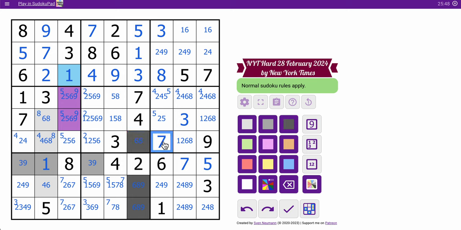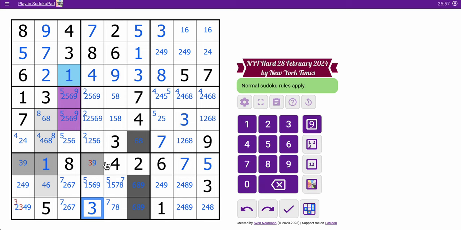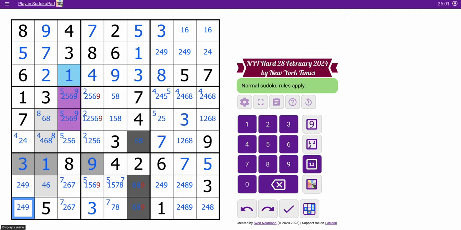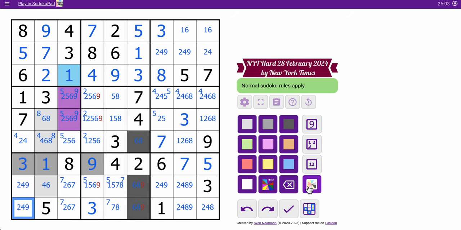Again, I can't do much with that. But those aren't three because of this three. This isn't three because of that. Where does three go in column four right there? So 9, 3, not three. Okay, 2, 4, 9. This is now a triple. Nine in column four means that's not nine. Those aren't nine either.